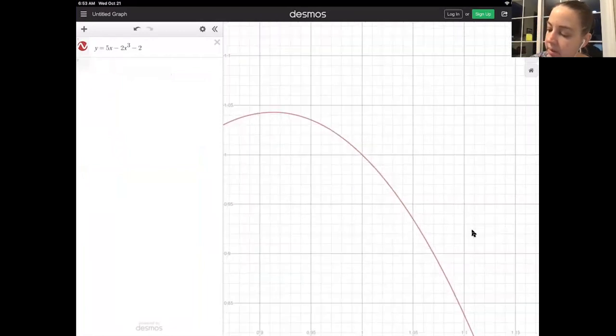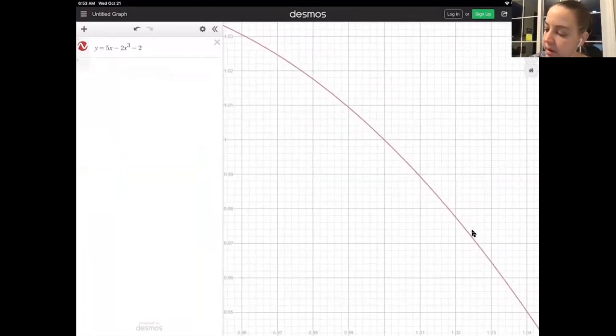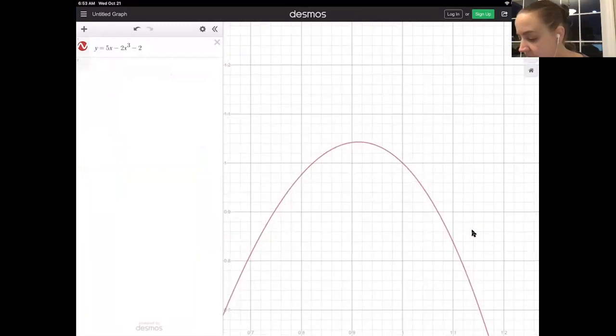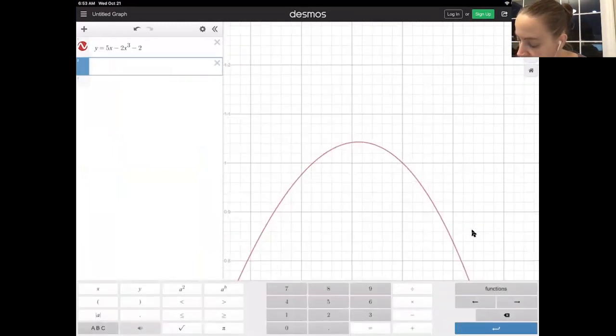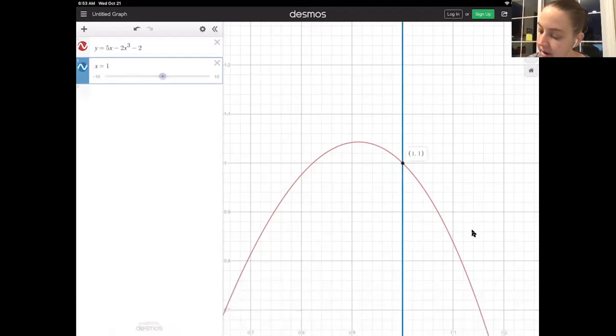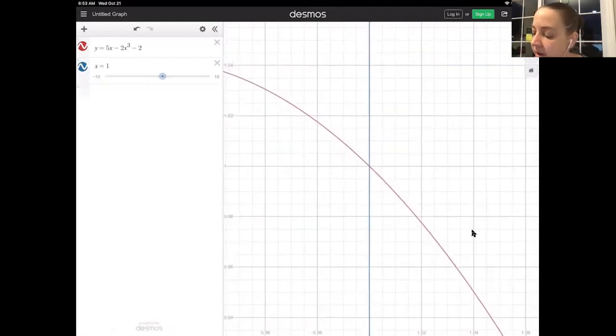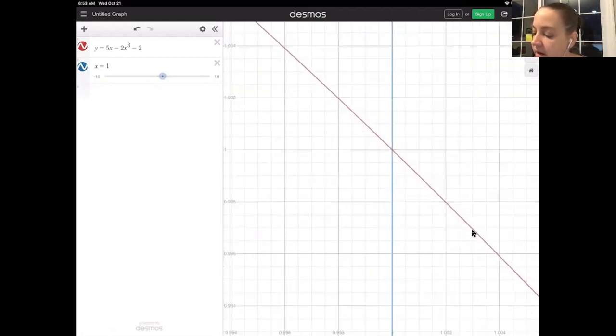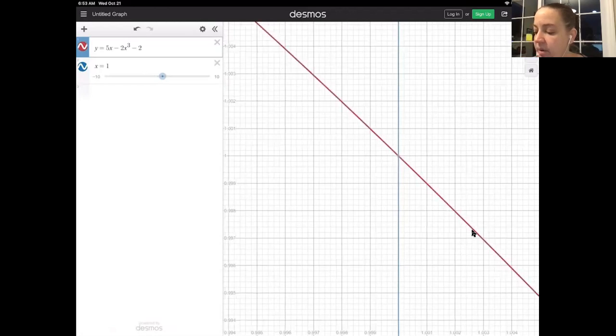It doesn't want me to mark that, but that's okay. You know what? Let's do this. Can I say x equals 1? Will it graph a vertical line? Yes, it will. That's how Desmos is awesome. All right. So we have the point 1, 1 where x equals 1. So I just want to zoom in a little bit. Focus on that red curve, not the blue one.